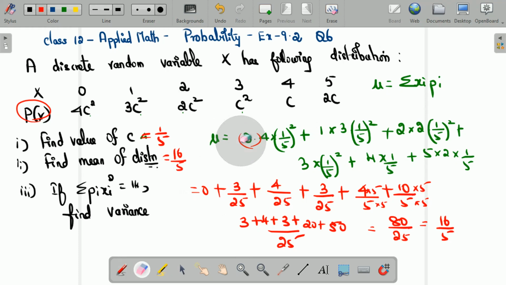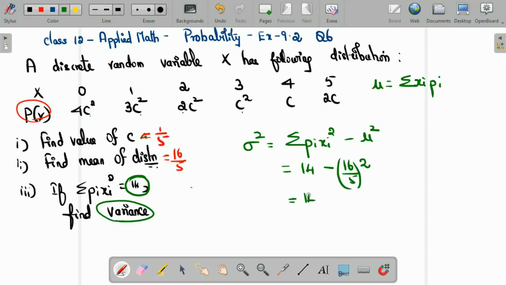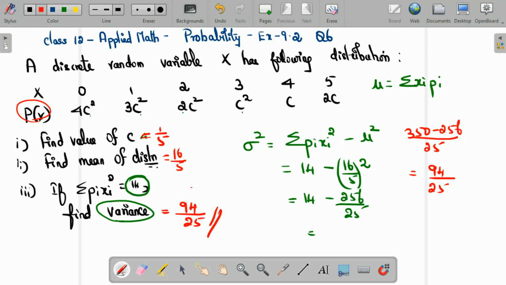Now let's take the third subdivision. They're asking us what is the value of variance. So variance is going to be equal to sigma of pi xi squared minus mu squared. They already gave us what is this value. So this is 14 minus (16 by 5) the whole squared. So this is 14 minus 256 divided by 25. So you take LCM, 14 into 25. So this value is going to be equal to 350 minus 256 divided by 25. So on simplification, it's 94 by 25. So the variance value is going to be equal to 94 by 25.